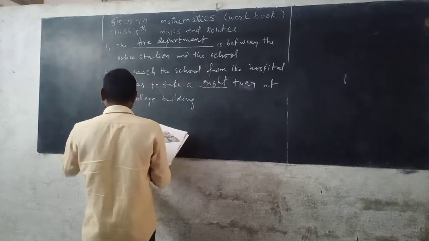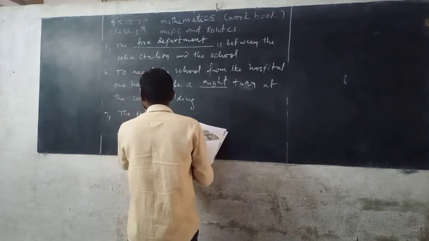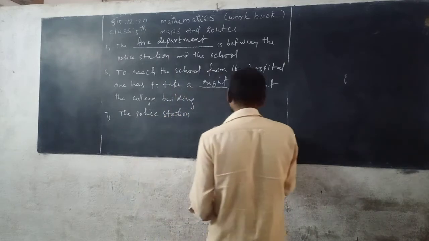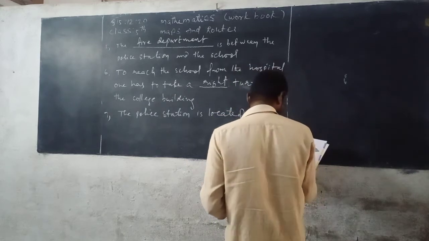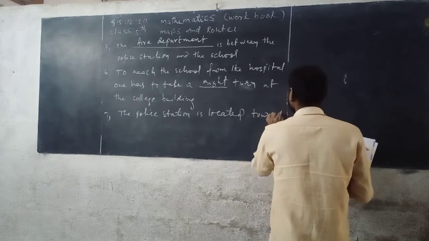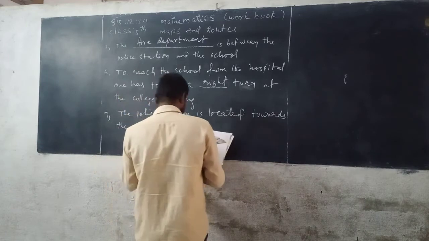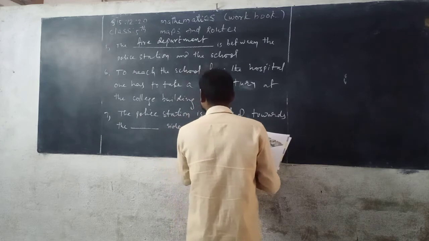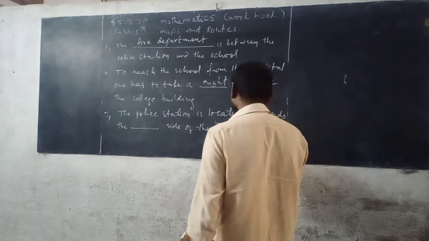Now seventh one. The police station is located towards the left side of the hospital. So it's left side.